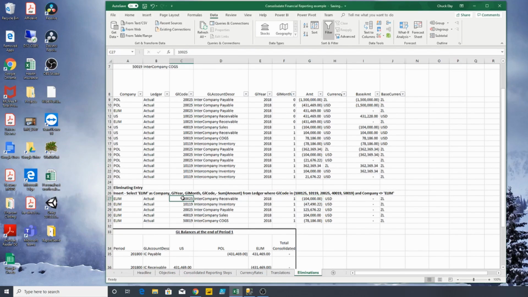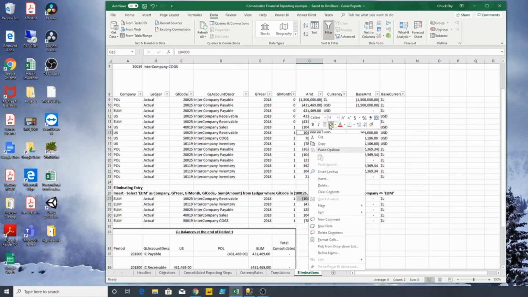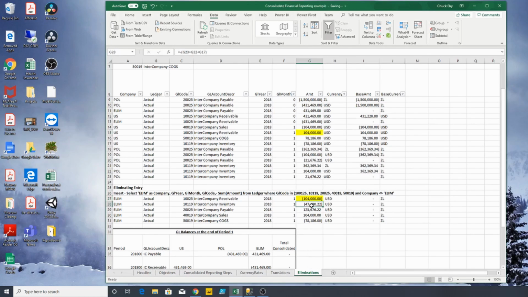So you can see for the intercompany receivable of 10025, we have $104,000, and that corresponds to the intercompany receivable up here. So that is netting out. Then we've got intercompany inventory. This is the tricky one.